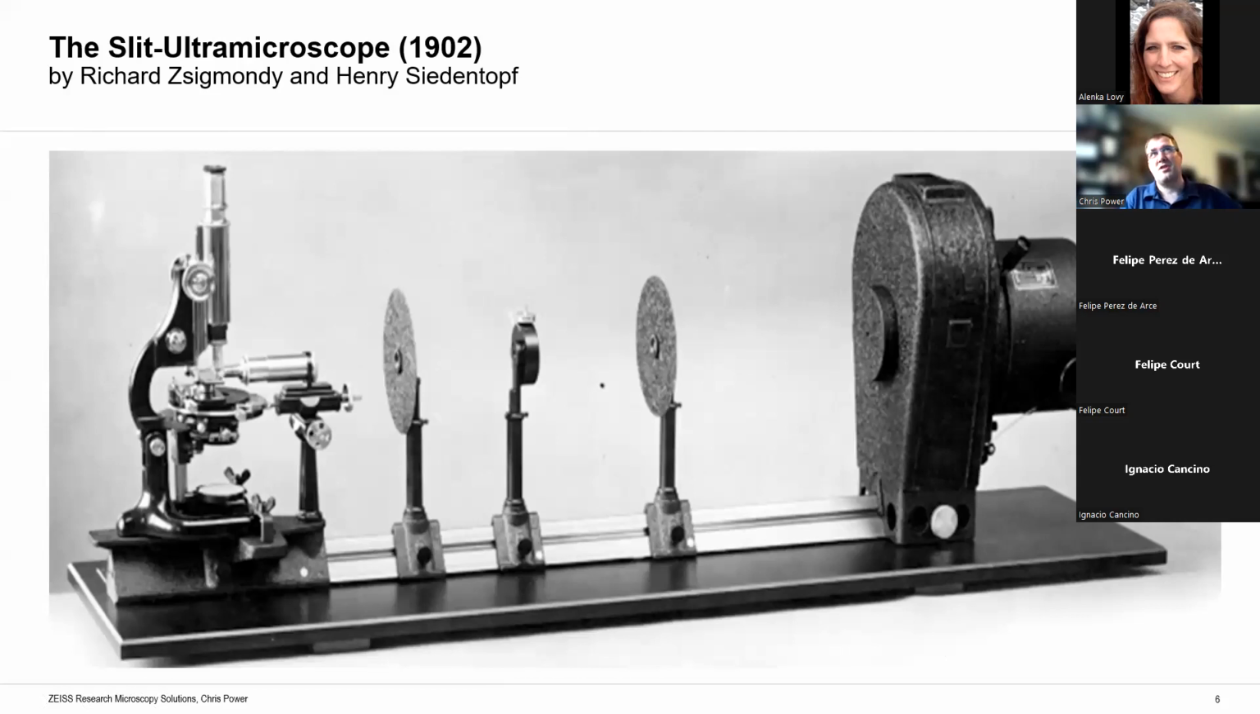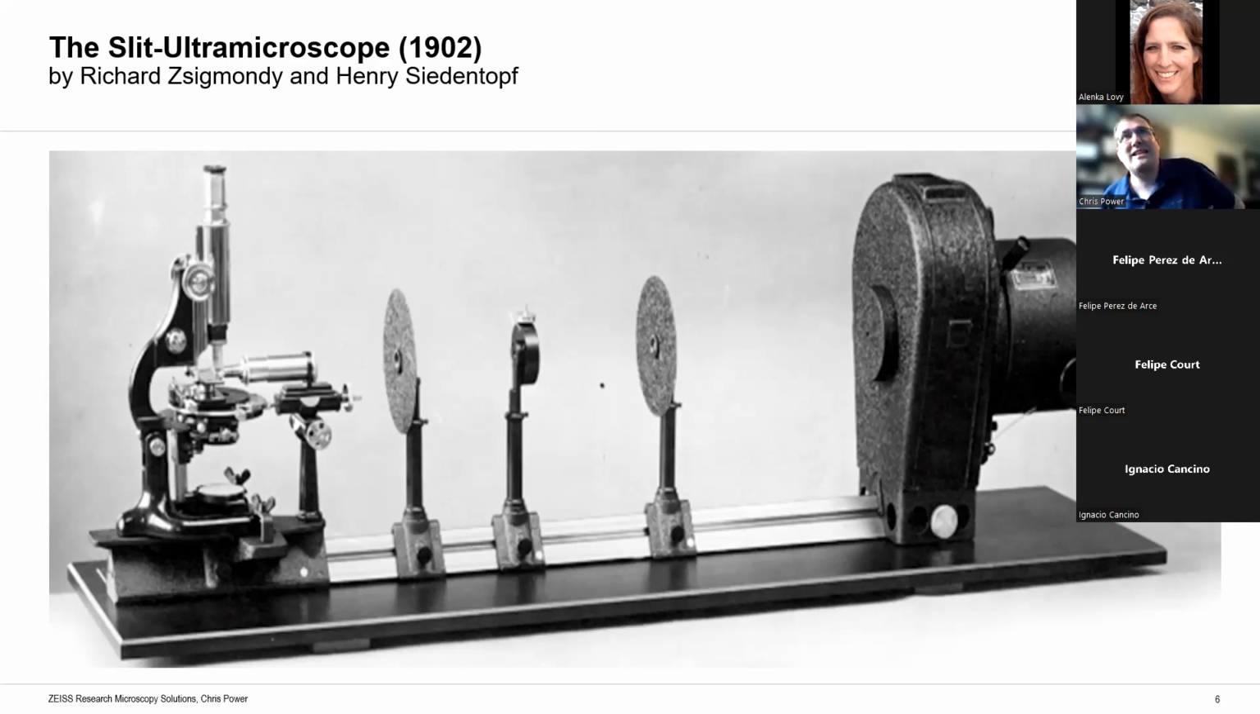Now, 130-odd years ago, people were really looking at contrast. People were inventing all kinds of different condensers and ways of shining light in at different angles in order to try and maximize contrast, given that fluorescence didn't exist in microscopy back then. And so back in 1902, this is the first light sheet microscope.